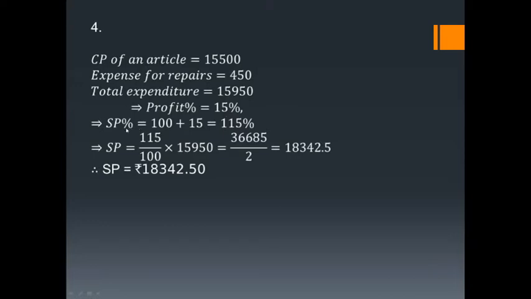That means we have to see the SP percent. That is 100 plus 15, that is 115%. Then to find the SP, we have to know the formula, that is SP percent by 100 into CP. So SP percent is 115 by 100. According to the formula, we arrange this and put here the CP. Here we will use 15,950 because the whole transaction is spent for the repair and the cost price. After simplifying this, you will get 36,685 divided by 2. If you divide this, you will get 18,342.5. So that means the selling price of that article will be rupees 18,342.50.